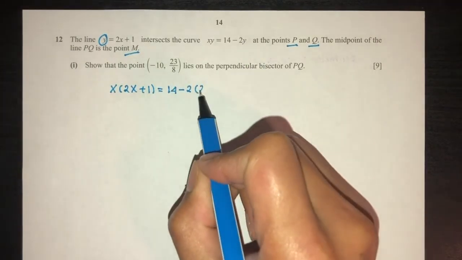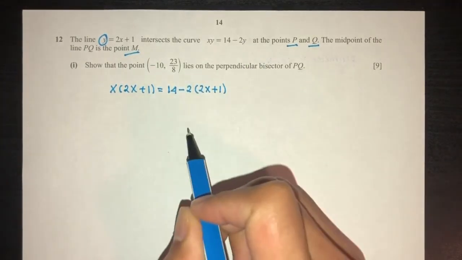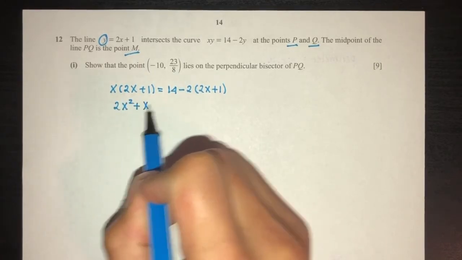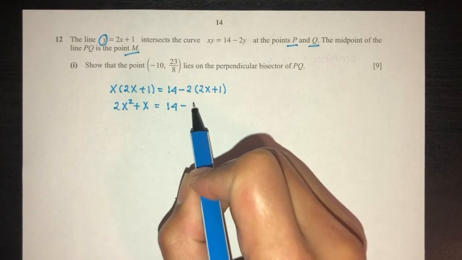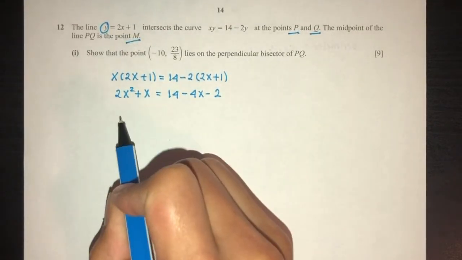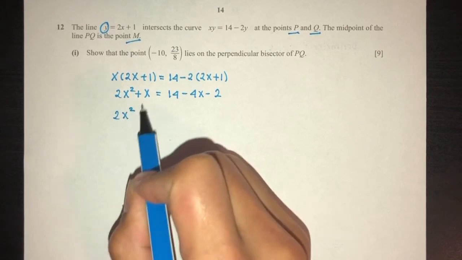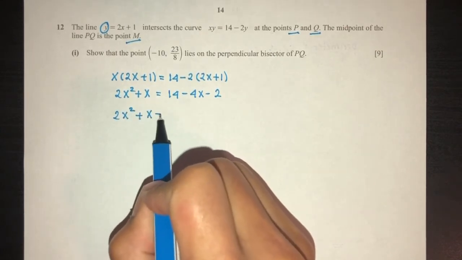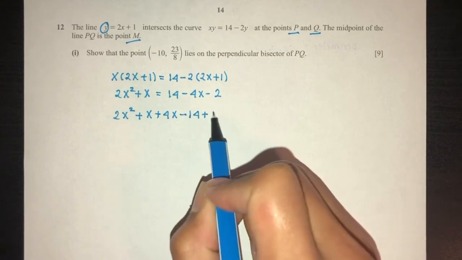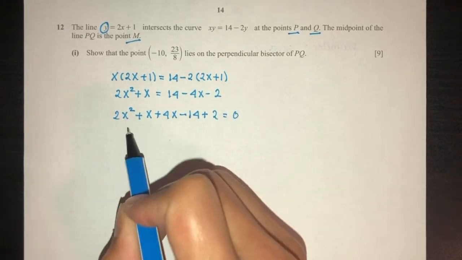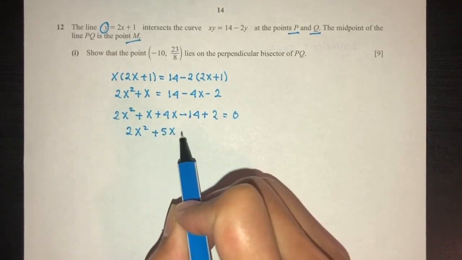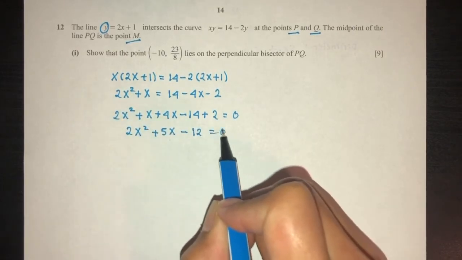That will be 2x plus 1. Now let's expand. You will have 2x squared plus x equals 14 minus 4x minus 2. Now let's bring everything to one side. You will have 2x squared plus x plus 4x minus 14 plus 2 equals 0. So you have 2x squared plus 5x minus 12 equals 0.